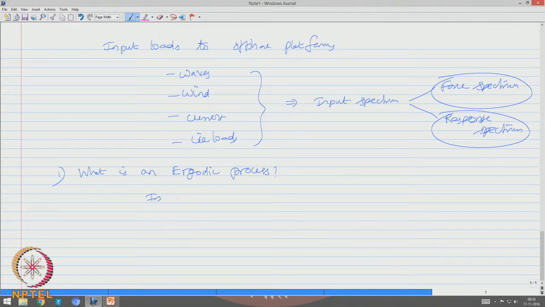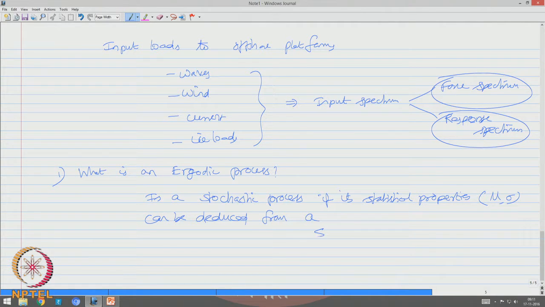An ergodic process is actually a stochastic process if its statistical properties like mean and standard deviation can be deduced from a single sufficiently long sample of the process. So, the whole convenience is to identify that single long sample of the entire process whose mean and standard deviation will be used in computing the whole analysis.